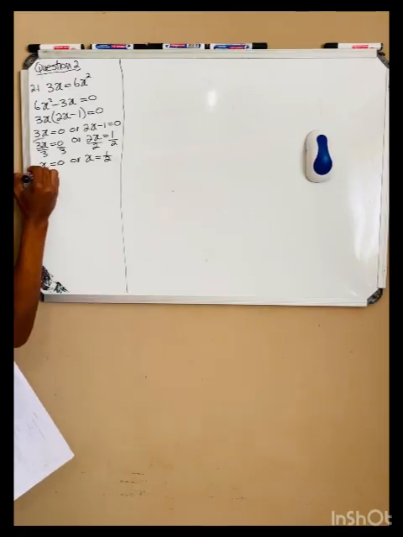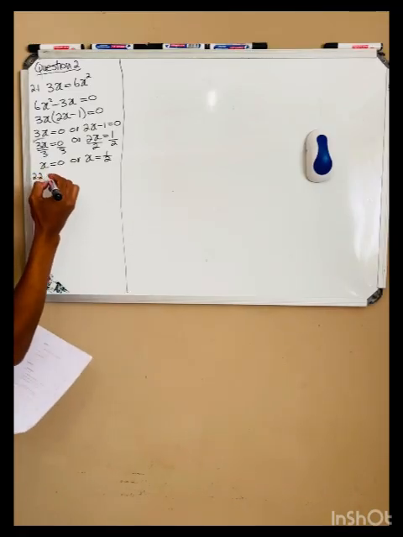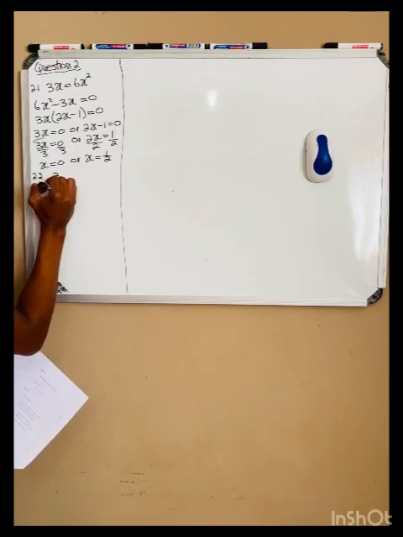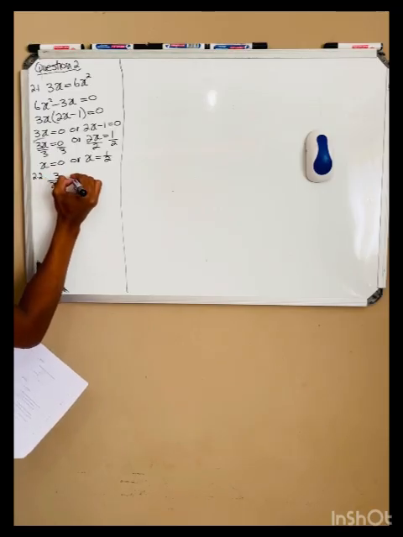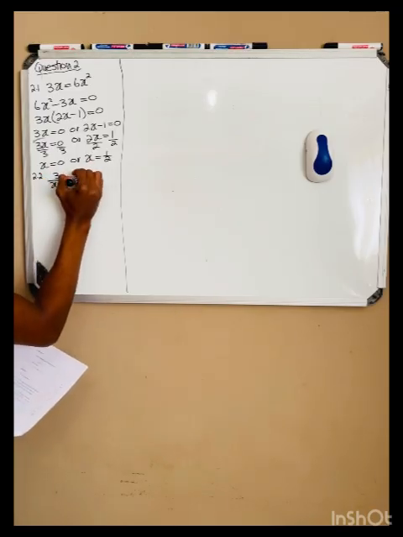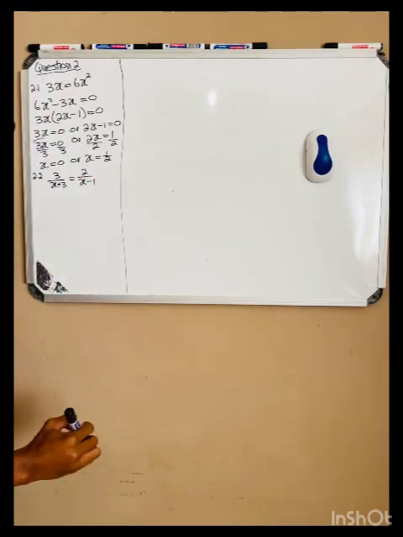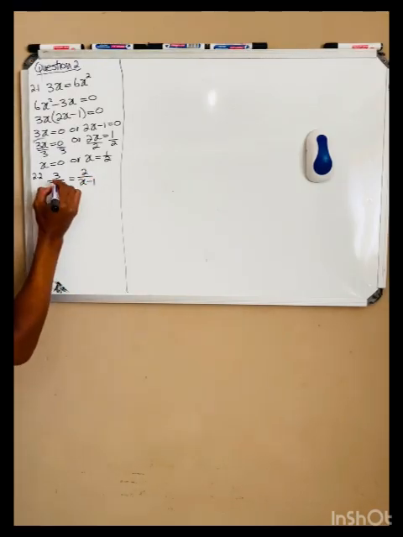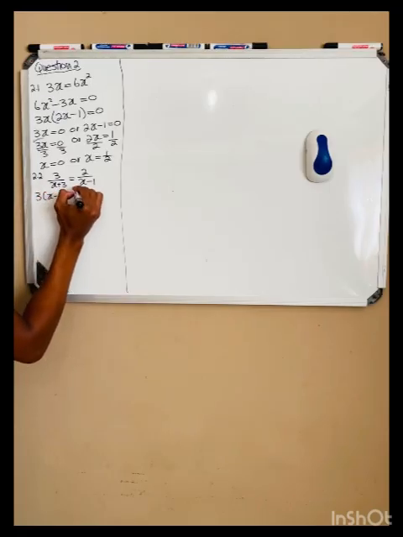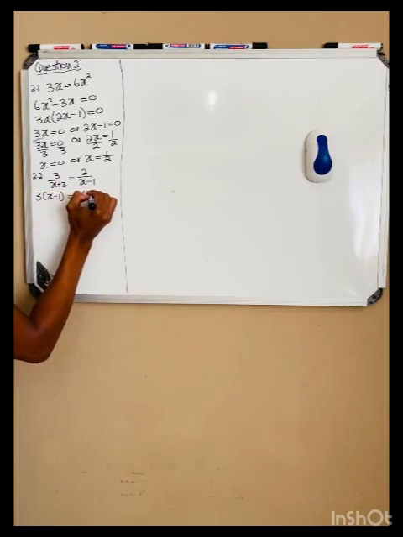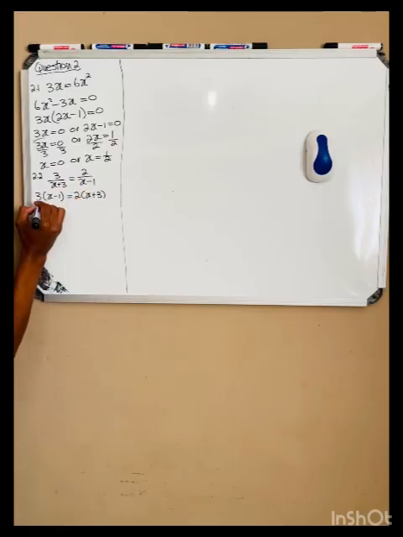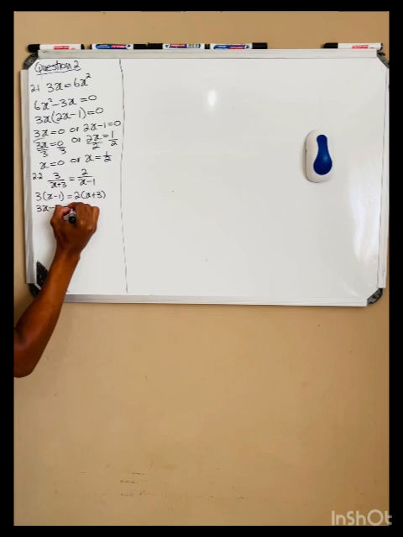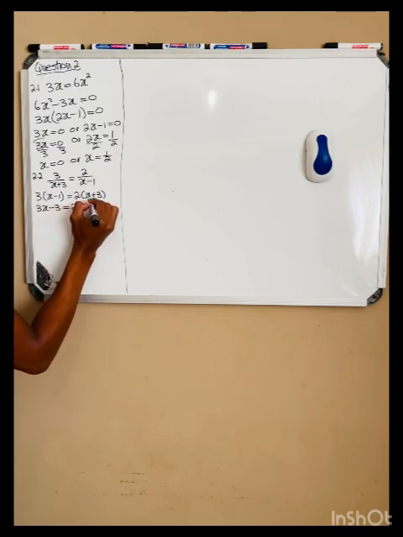Then now 2.2. 2.2, they are saying solve for x. We have 3 all over x plus 3 equals to 2 all over x minus 1. Simplification of fractions. So you cross multiply. 3 multiplied by this is going to be 3 into x minus 1 equals to 2 times this is 2 into x plus 3. 3 times x, that's 3x. 3 times negative 1, that's negative 3. 2 times x is 2x. 2 times 3, that's positive 6.